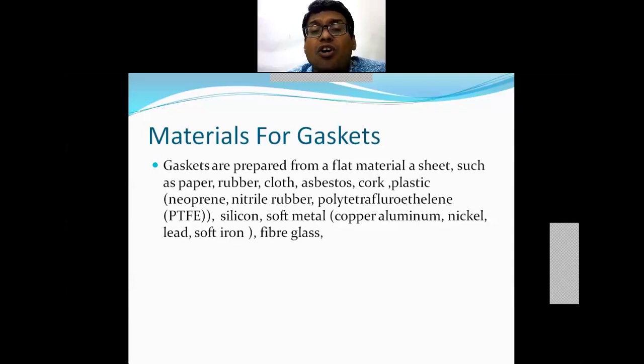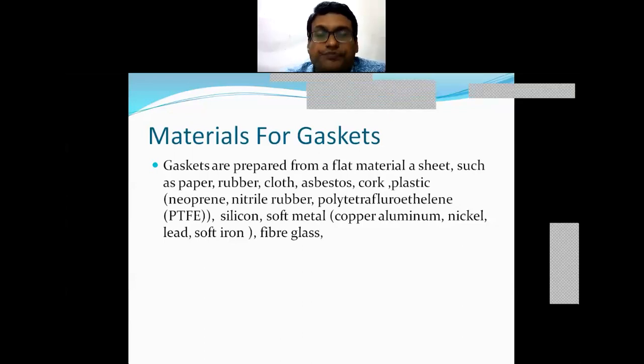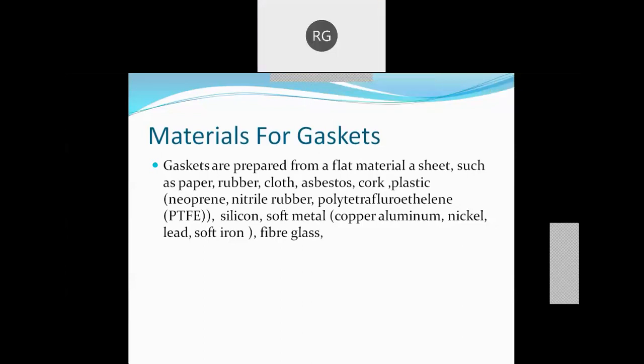Besides that, silicone also acts as a gasketing material, and soft metals are used at higher temperatures. So soft metals like copper, aluminum, nickel, lead, soft iron. These are the different soft metals that can be used as a gasketing material. Nowadays, even fiberglass is also used.